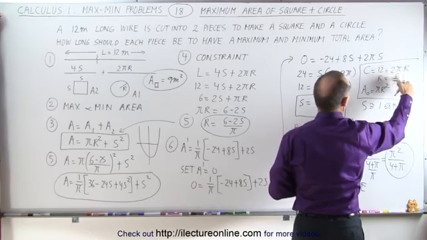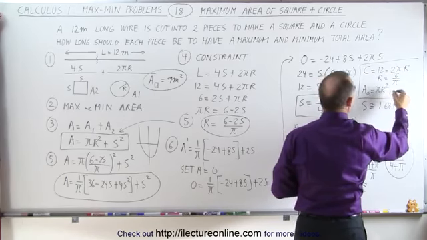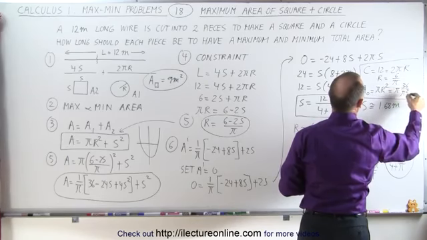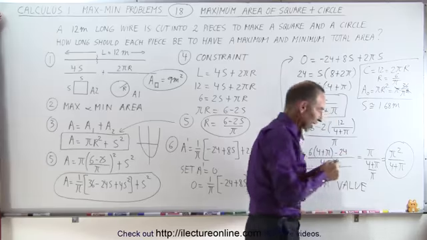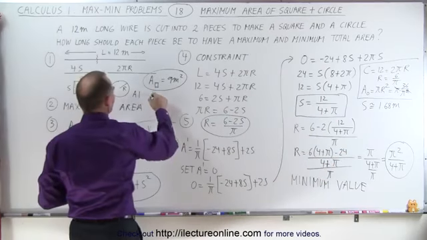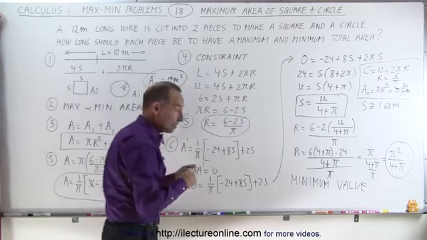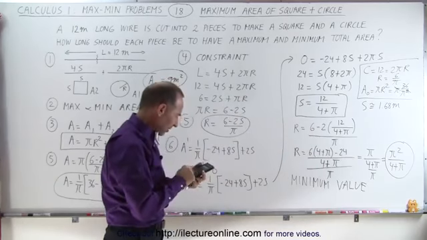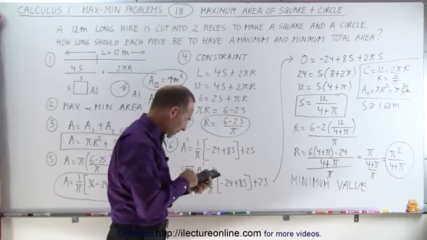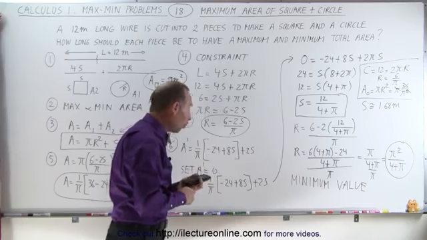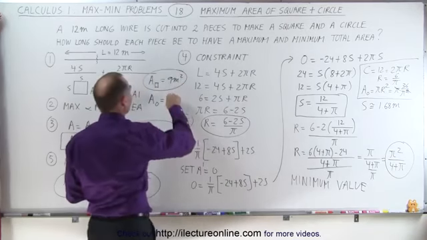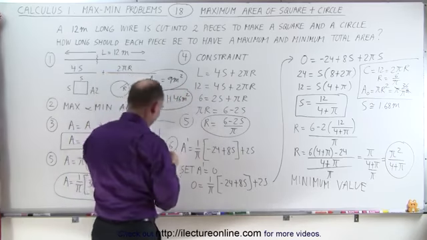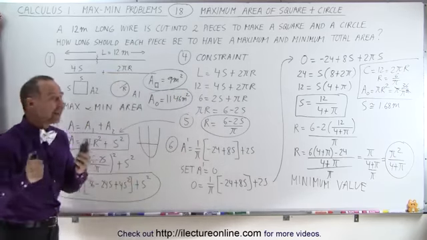So it would be (6 divided by pi) squared times pi. That would be pi times 36 over pi squared, or 36 divided by pi. So the area of the circle, if we use the entire wire for a circle, is 36 divided by pi, and we get 11.46 meters squared.